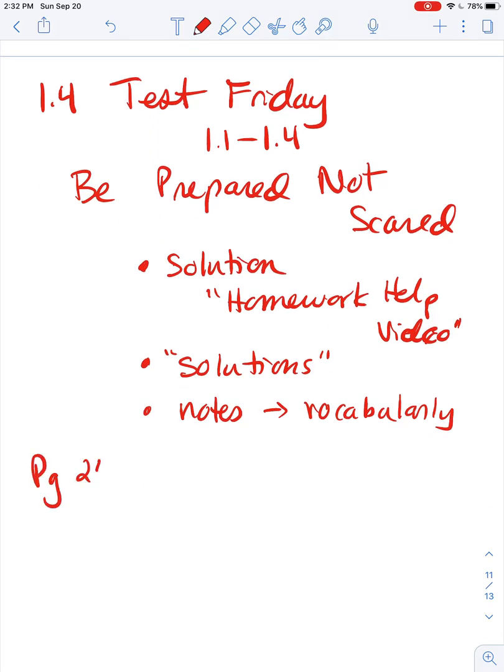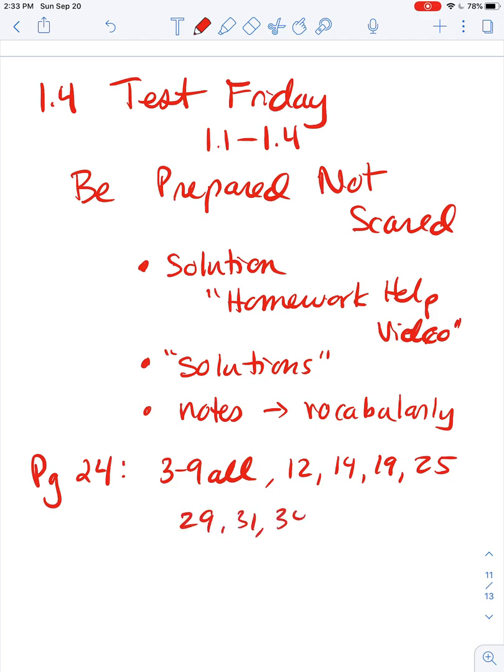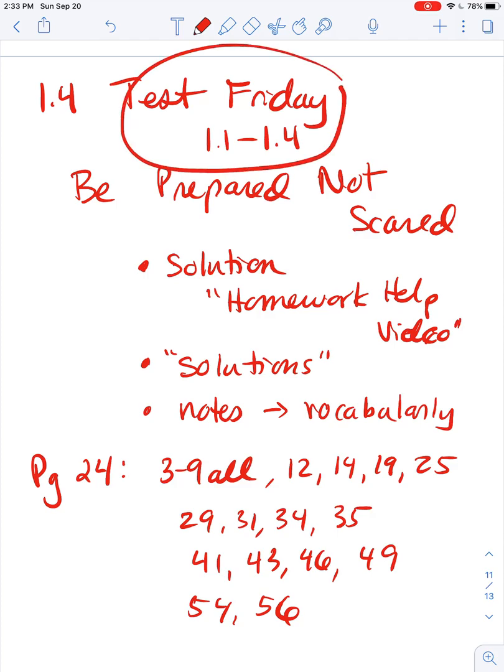But specifically for today, practicing what we did today, you're going to be looking at the book page 24, 3 through 9 all, 12, 14, 19, 25, 29, 31, 34, 35, 41, 43, 46, this one's kind of a doozy, 54, 56.